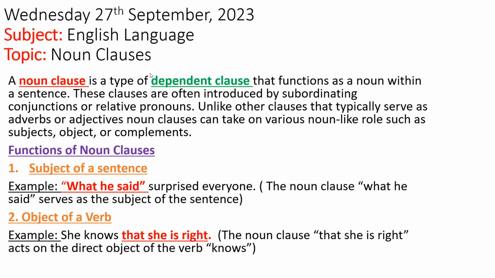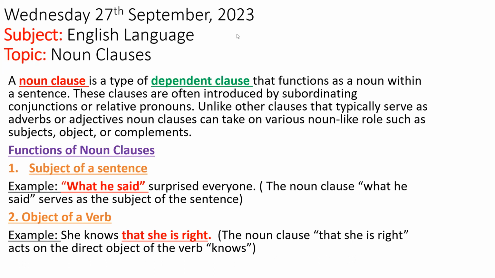Okay, tell me, besides being the subject of a sentence, what is another function of a noun clause? Object of a verb. Object of a verb, very good. Besides being the object of a verb, give me another function of a noun clause. Subject of a sentence, very good.